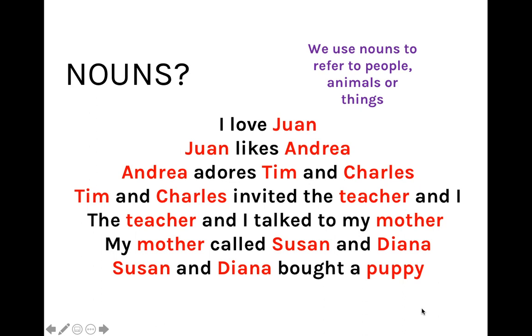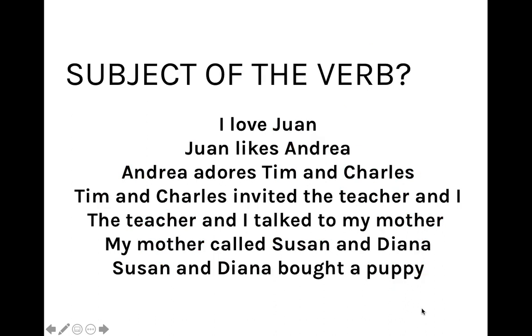In the next sentence, my mother called Susan and Diana. The nouns are mother, Susan, and Diana. And in the last sentence, Susan and Diana bought a puppy. The nouns are Susan, Diana, and puppy. So remember, the nouns are words we use to refer to people, animals, or the things in a sentence. Right? That is the first review.